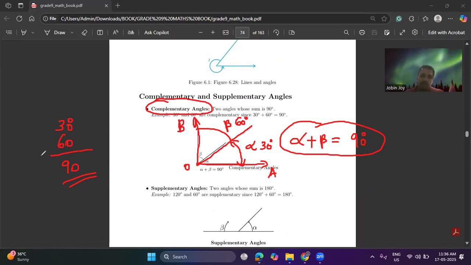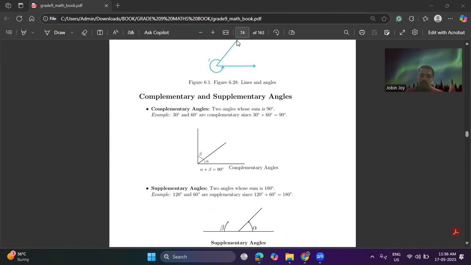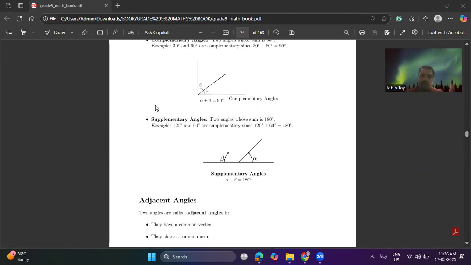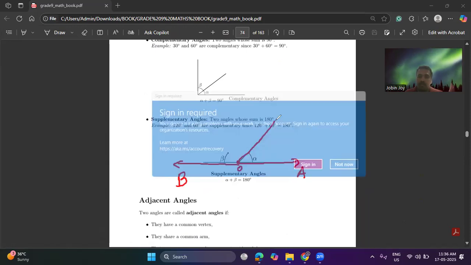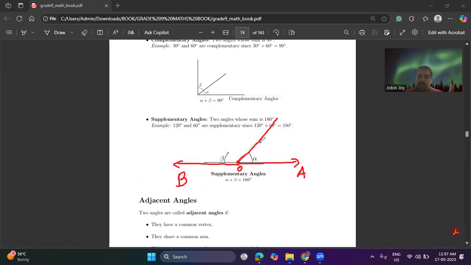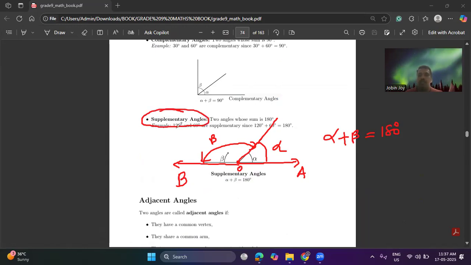Then coming to the next angle is called a supplementary angle. Again, we have vertex O. This is our arm OA. This is our arm OB. This is another arm, and this angle is alpha, and this angle is beta. So when you add these two angles, I am getting 180 degree. Then these two angles are called supplementary angles.